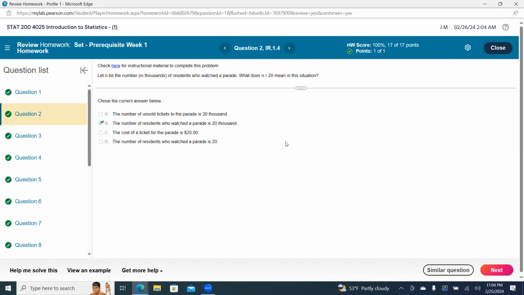Let n be the number in thousands of residents who watch a parade. What does n equals 20 mean in this situation? Let n be the number in thousands of residents who watch a parade.